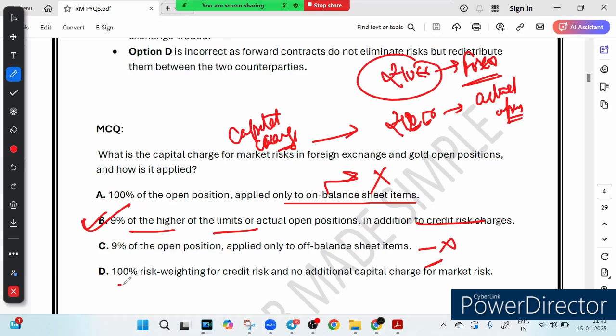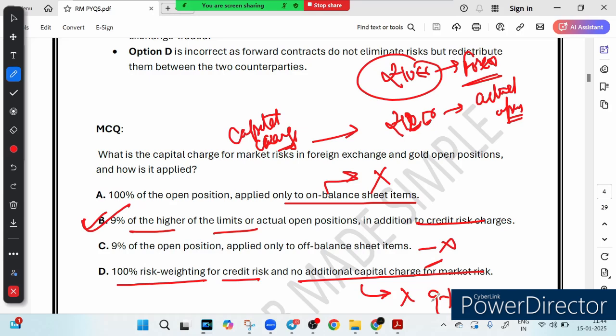Option D says that 100% risk weighting for credit risk and no additional capital charge for market risk. So it is incorrect because it suggests that there is no additional capital charge for market risk. That is not true. There is a clear 9% capital charge for market risk on top of the capital charge for credit risk. So the bank has to account for both risks while calculating its total capital requirement, right?